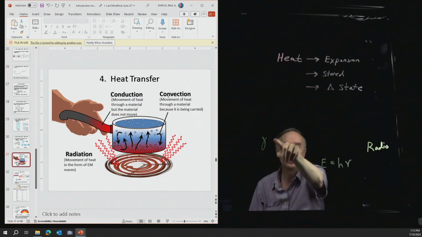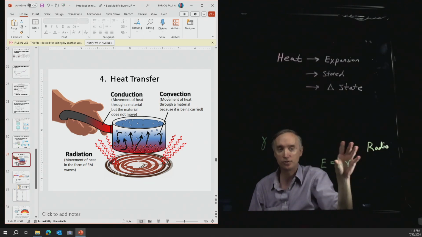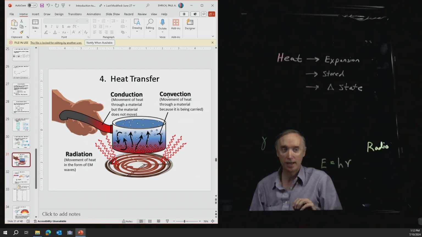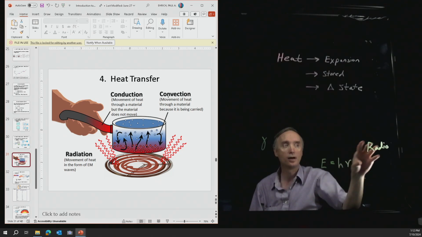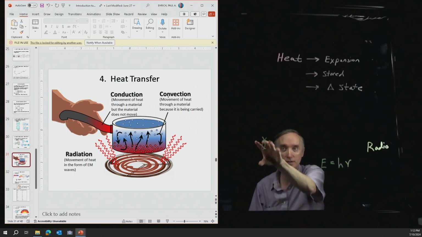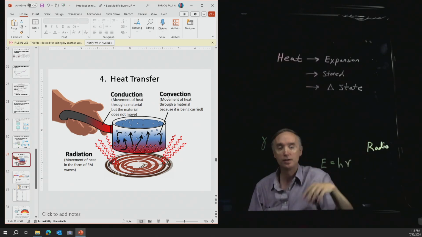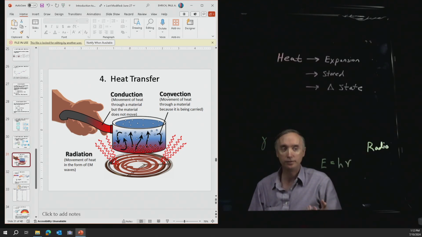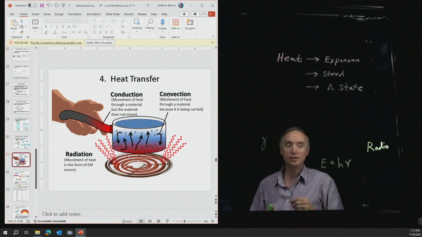So light has different kinds of energy associated with it, and then the movement of this light in the form of a wave, so these are electromagnetic waves that travel at the speed of light, we're going to call that radiation. And this is the way that the Earth gets its energy from the sun.